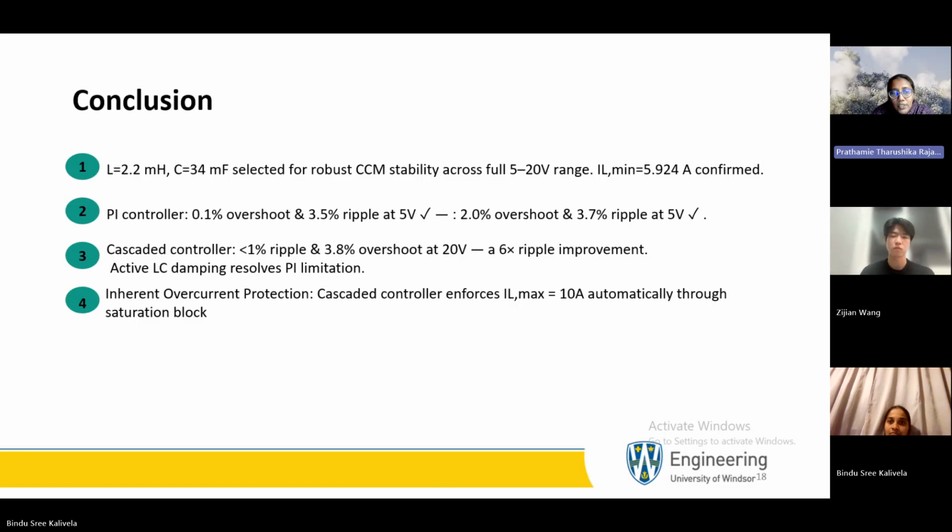Third, the cascaded controller further achieved under 1% ripple at 20 volts. It is a major highlight. The inner loop achieves LC damping, resolving the fundamental resonance challenge. And fourth, the cascaded controller also provides inherent overcurrent protection, automatically enforcing a 6.9 amp current limit through the saturation block. No additional hardware required. The bottom line: the cascaded controller is a superior choice for wide output voltage range applications. Thank you.